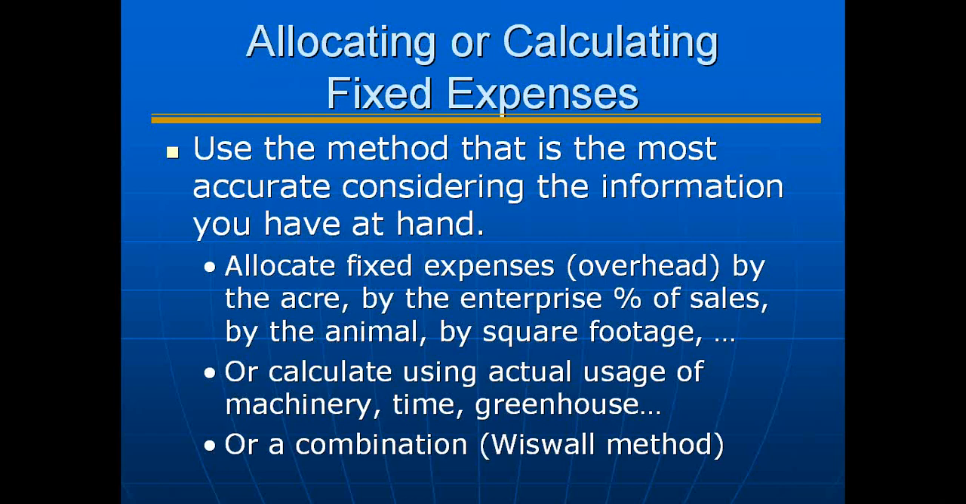But fixed expenses are more difficult to allocate. So one method is by the acre. Another is by the enterprise percentage of sales. So we've got an example of that coming up. By the animal, when the question came up about the goats versus the sheep enterprise, okay, how many animals of each? Or how big are the animals? Maybe it takes 2 sheep to equal 1 goat, depending on the goats. And so you allocate it that way. But you allocate it how it works for you. Or, as Mr. Wiswald did, he used a combination of different methods. Let's go to the next slide.